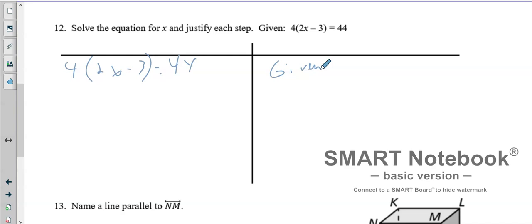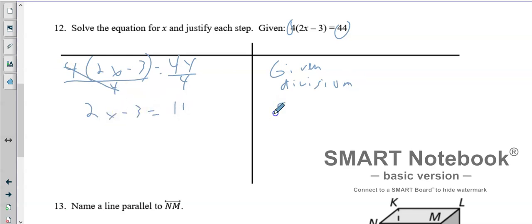So I'm actually going to do this two ways because there's two ways to do this. Since 4 actually goes into 44, I can save myself some work and have smaller numbers by starting off by dividing by 4. What's that property? Oh, division. Not too challenging. When I divide, I'm left with 2x - 3 = 11. What did I do? I simplified.